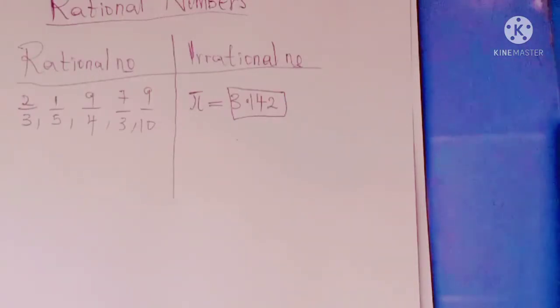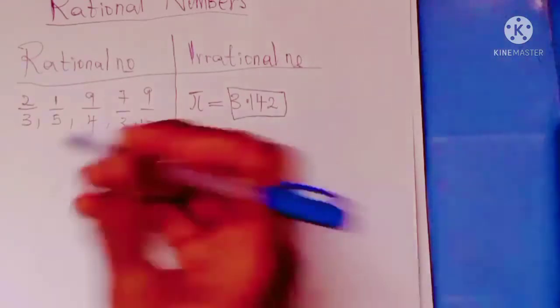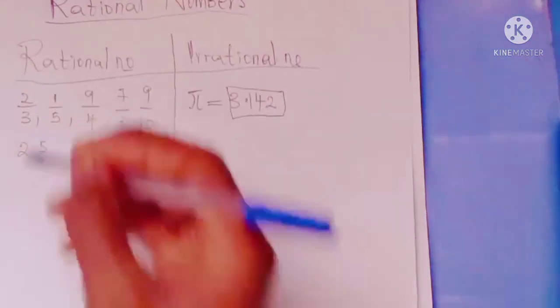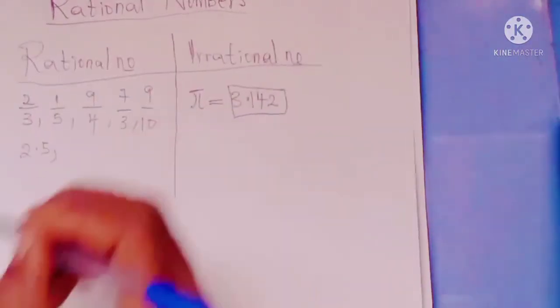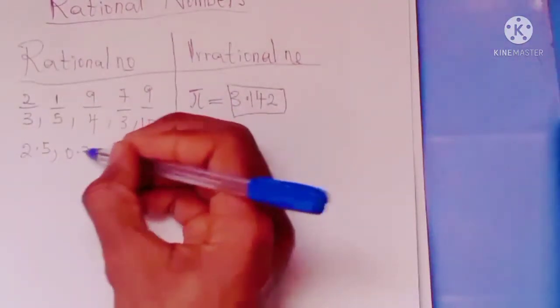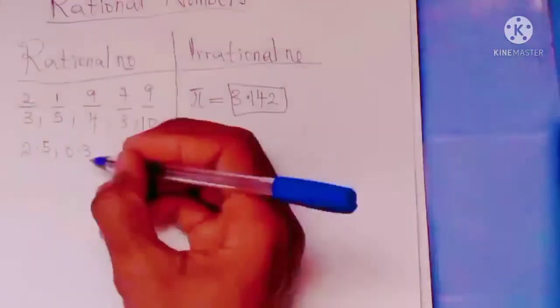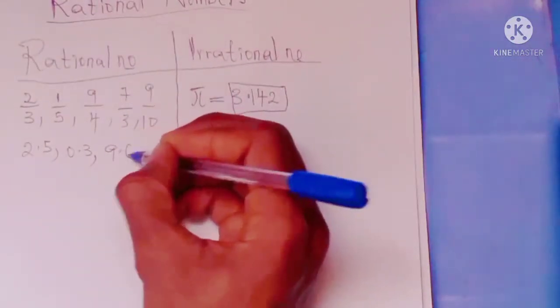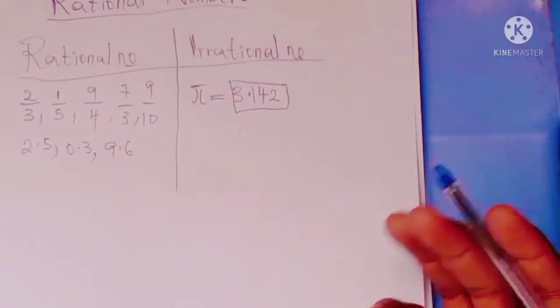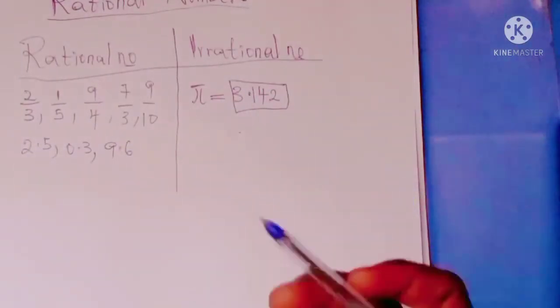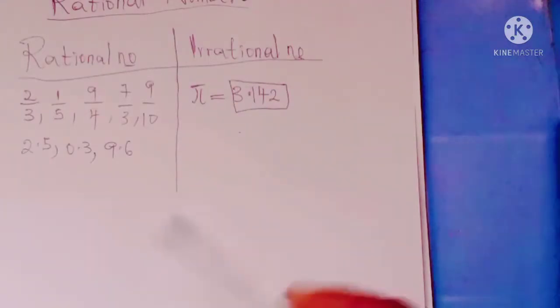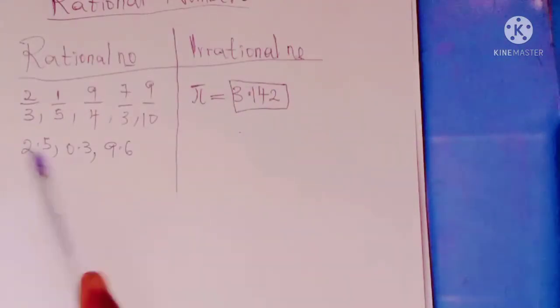So now let's get back to rational numbers. Rational numbers are simply the opposite of irrational numbers. When we have something like 2.5, this is a good example of rational numbers. Numbers like 0.3 are good examples of rational numbers. Why do we say these are examples of rational numbers? We are saying that because 5 is the actual end result of 2.5. It is where it actually ends.